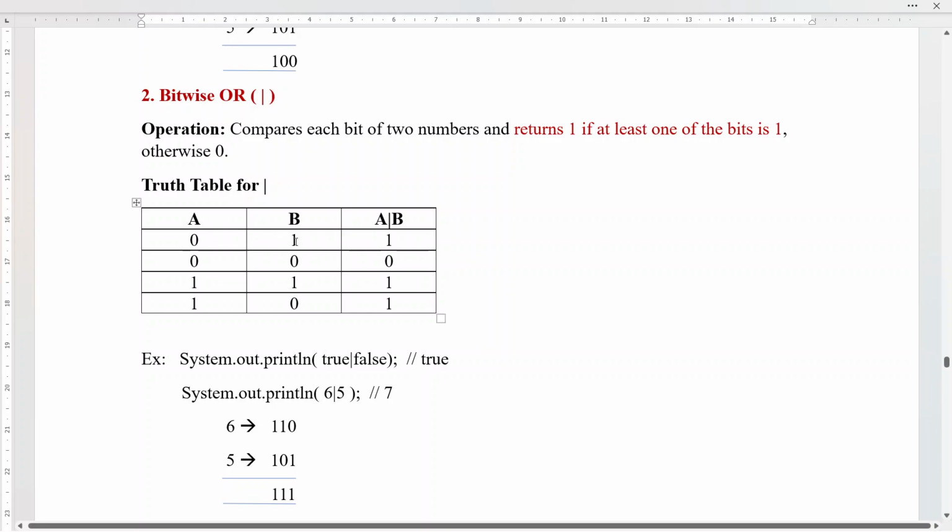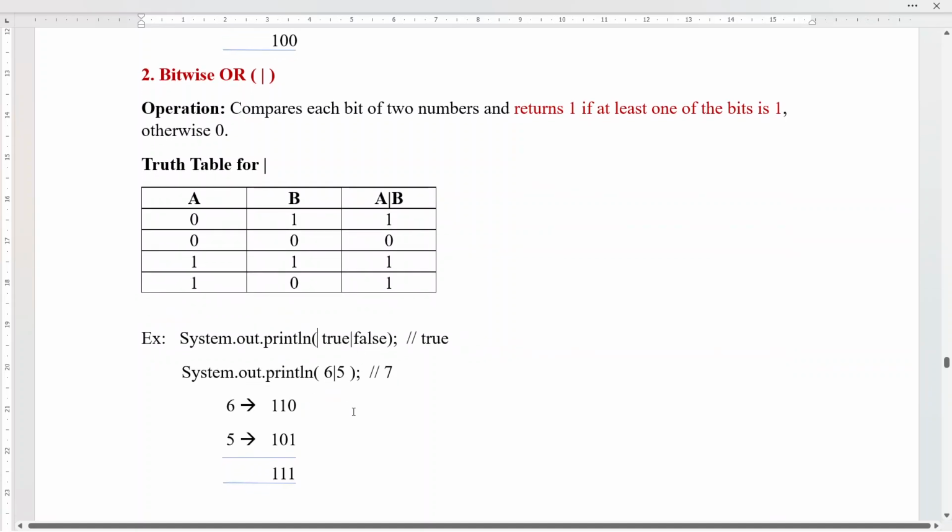0 or 1 returns 1. 0 or 0 returns 0, because here no bit is 1, so it returns 0. 1 or 1 returns 1. 1 or 0 returns 1, because here one bit is 1. For example, true or false returns true, because here one value is true. So if at least one value is true, it returns true in the OR operator.